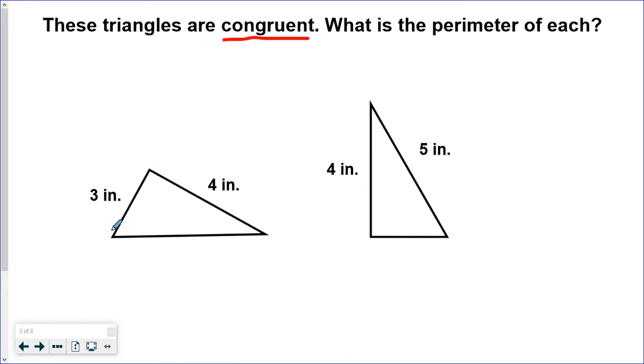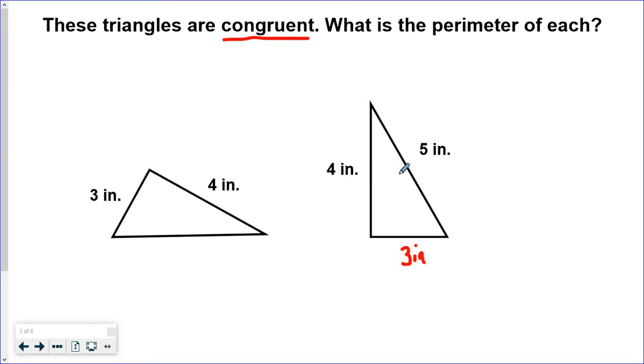This one's 3 inches. Hopefully by now you've started to realize that this side right here, if I were to rotate it and slide it over and then flip it over, would correspond with this side right here. And since they are congruent, if this is 3 inches, that means this one right here should also be 3 inches.